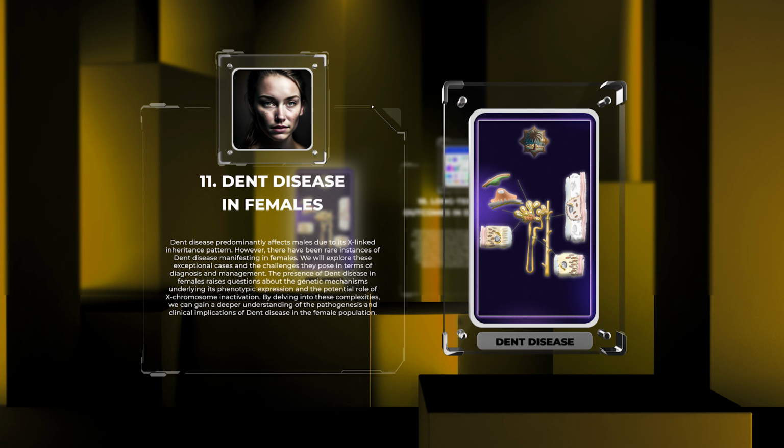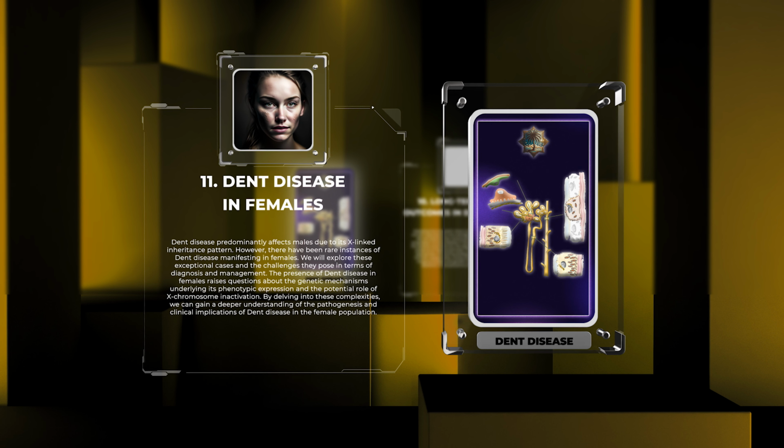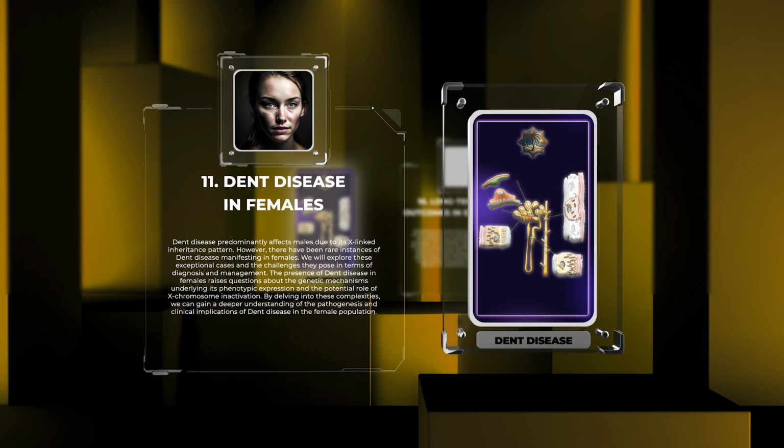The presence of Dent disease in females raises questions about the genetic mechanisms underlying its phenotypic expression and the potential role of X chromosome inactivation. By delving into these complexities, we can gain a deeper understanding of the pathogenesis and clinical implications of Dent disease in the female population.